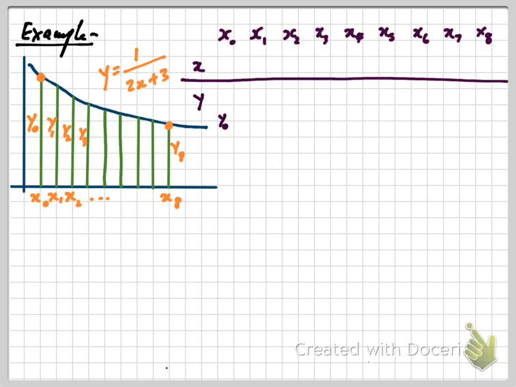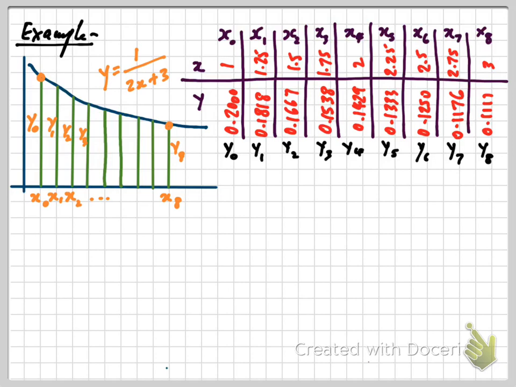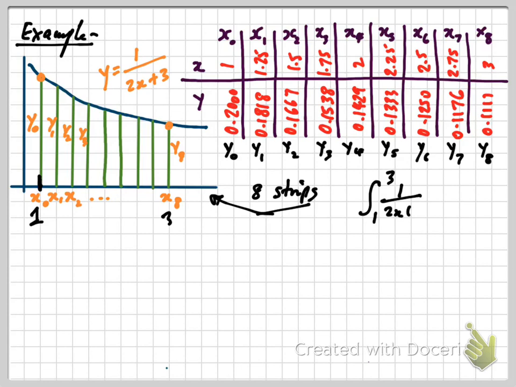Now, if we have a function y equals 1 over 2x plus 3, for example, and we are asked to find the area between the curve and the x-axis from x equals 1 to x equals 3, divided into 8 strips, which I have done here. So the question is: use the trapezium rule with 8 strips to calculate the approximate value of the definite integral from 1 to 3 of 1 over 2x plus 3 dx.